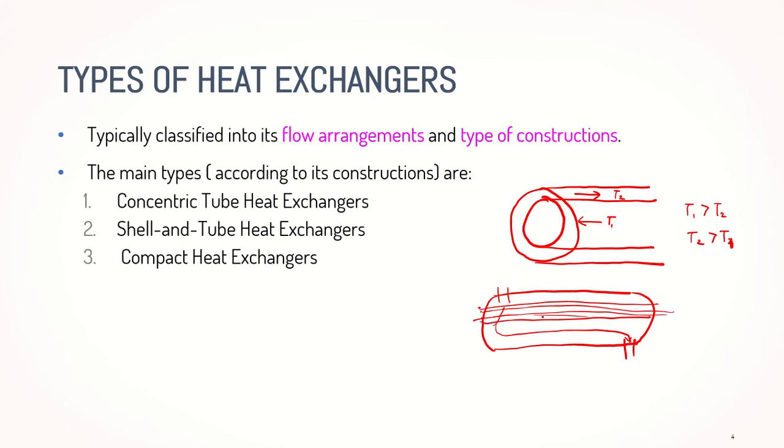So it would be like this. So this is shell and tube. This is the shell and these are the tubes. And also another one would be compact heat exchangers.